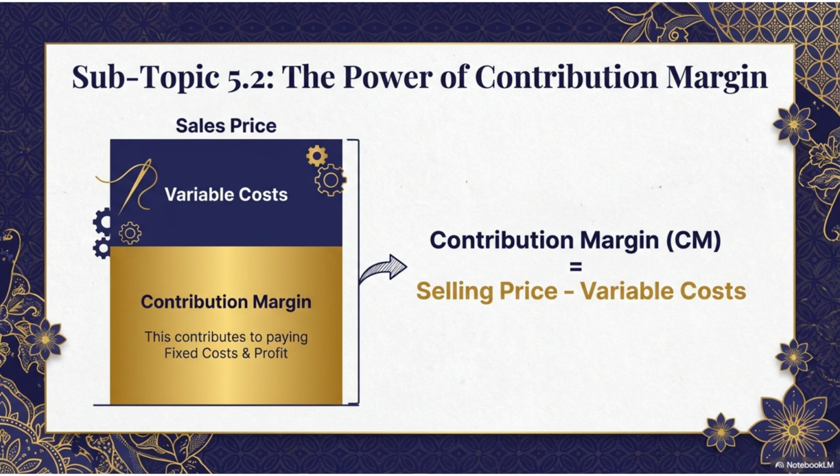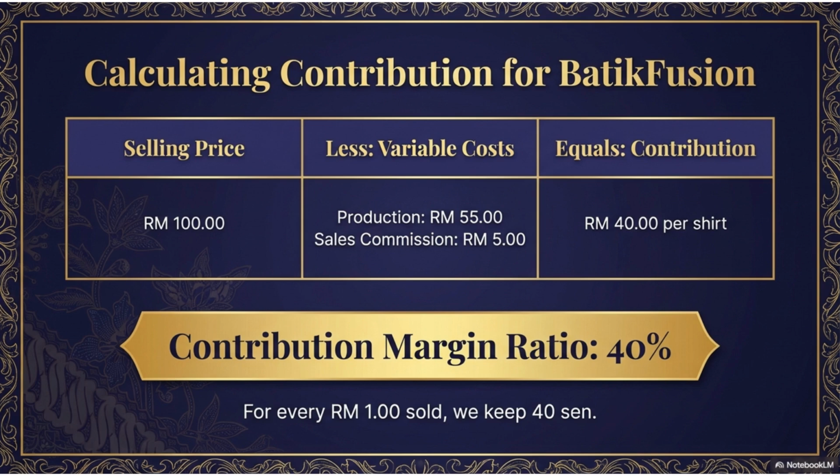Subtopic 5.2 explores the power of the contribution margin, which is the selling price minus all variable costs. This margin is what remains to cover fixed costs and contribute to profit. To calculate the contribution for Batik Fusion, we take the RM 100 selling price and subtract the RM 55 production variable costs and RM 5 sales commission, yielding a RM 40 contribution per shirt. The contribution margin ratio is 40%.